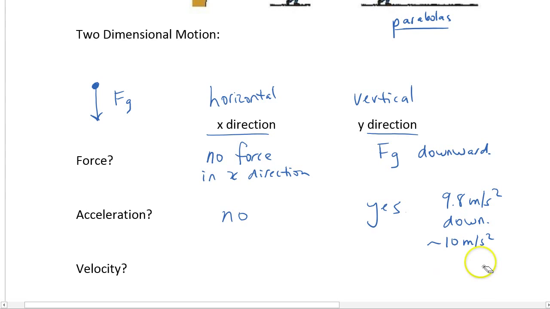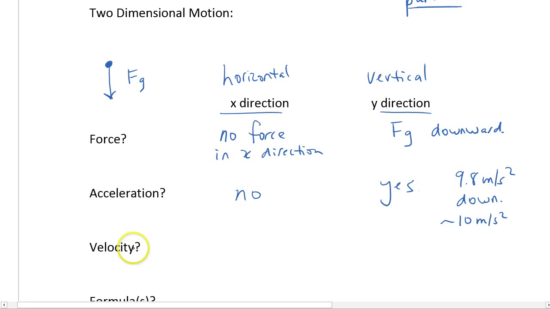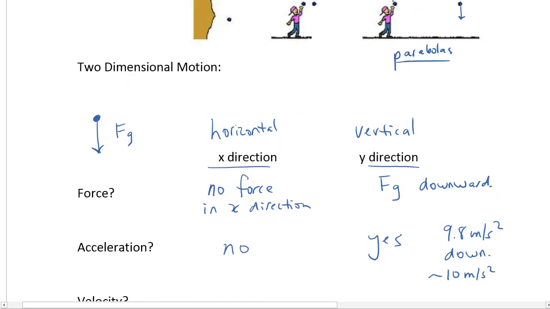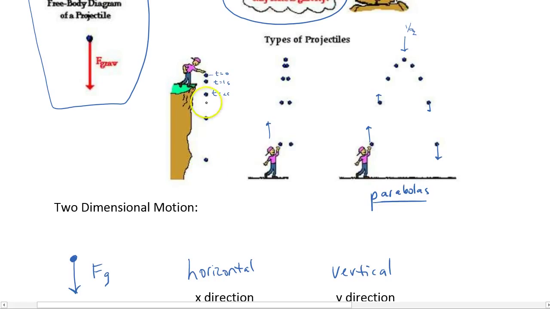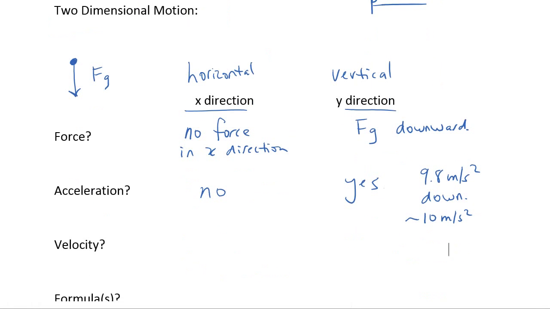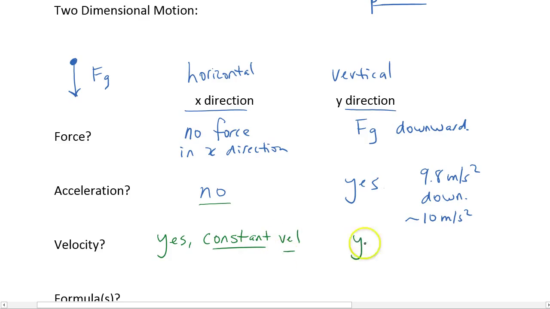So just FYI. How about velocity? Is there a velocity in the x direction? Well, in this example, not really, straight down. In this one, a little bit. In this one, definitely there's some motion in the x direction. So is there velocity? Yes. But because there's no acceleration, it has to be a constant velocity. Is there a velocity in the y direction? Yes. And it is a changing velocity.